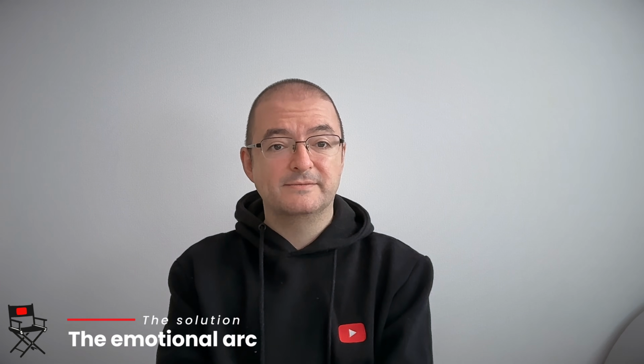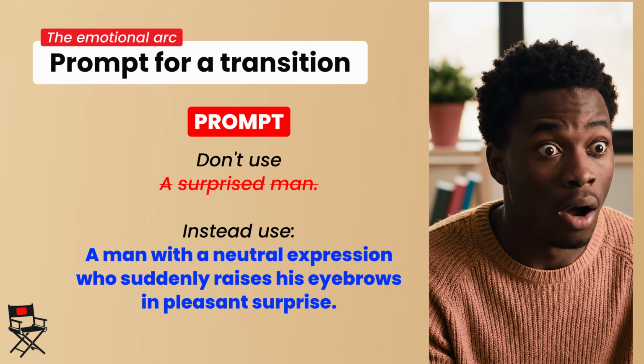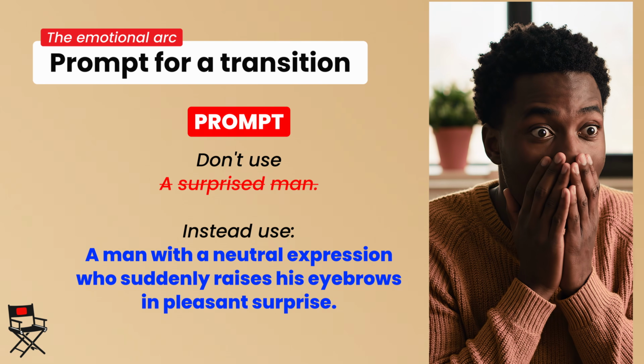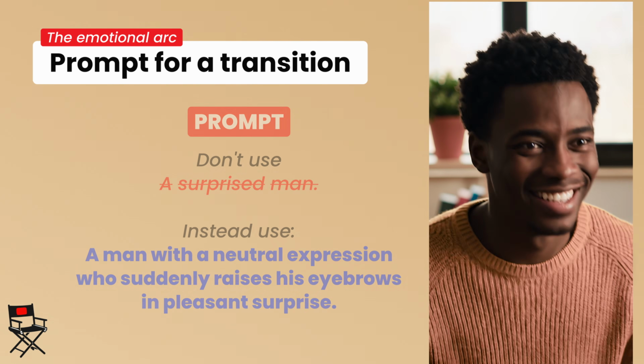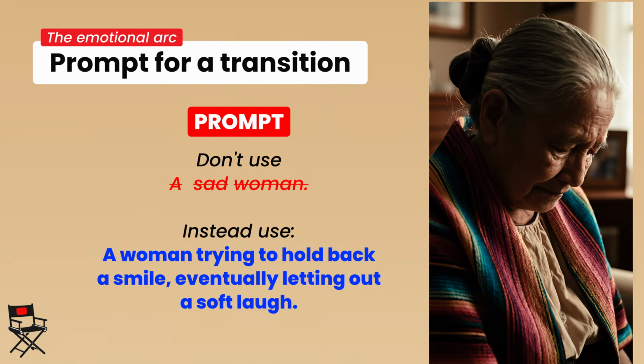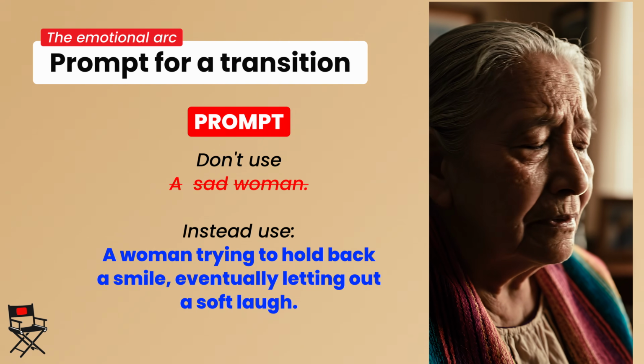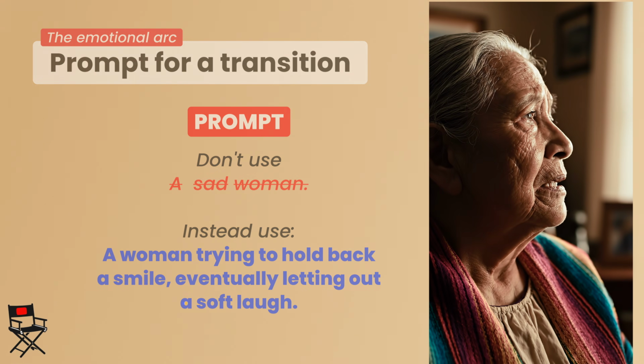You need to prompt for a transition. Real people react to things. We call this the emotional arc. Instead of asking the AI for a single emotion, you need to give it a starting point and a destination. Instead of a surprised man, write a man with a neutral expression who suddenly raises his eyebrows in pleasant surprise. Instead of a sad woman, write a woman trying to hold back a smile, eventually letting out a soft laugh.